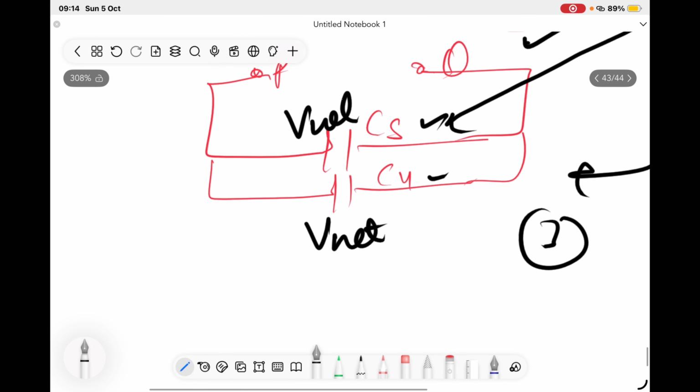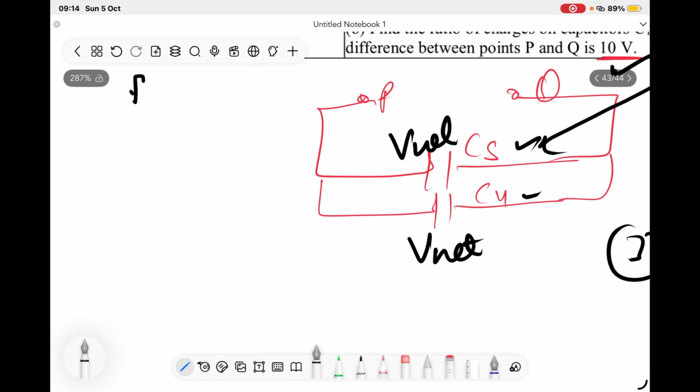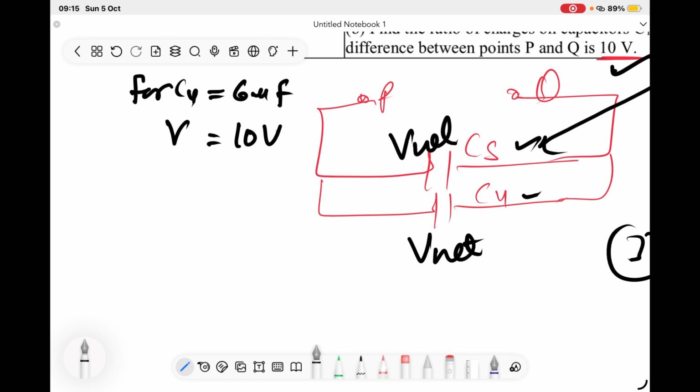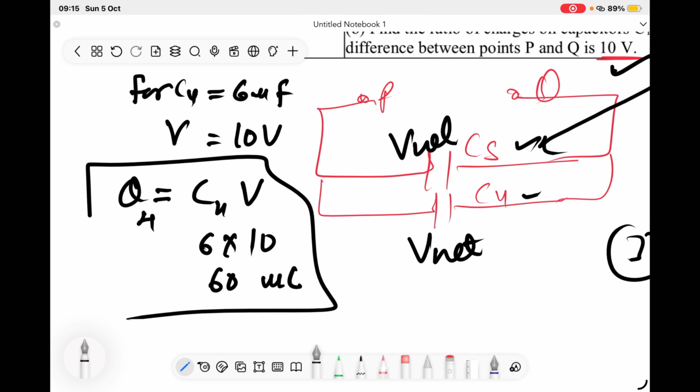Okay, now solve it for C4. For every capacitor you should solve if asked. They have asked for C4, so I'm solving it for C4. C4's value was how much? 6 microfarad. And how much is the voltage? We have just seen it is 10 volt. So I can find out charge on it, which is CV. So my Q4 will be ready, which is one of the answers. It is 6 into 10. It is 60 microcoulomb. This is my one answer.